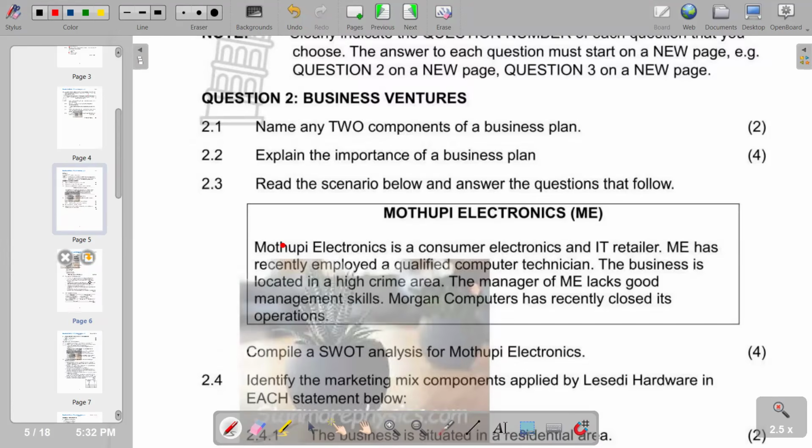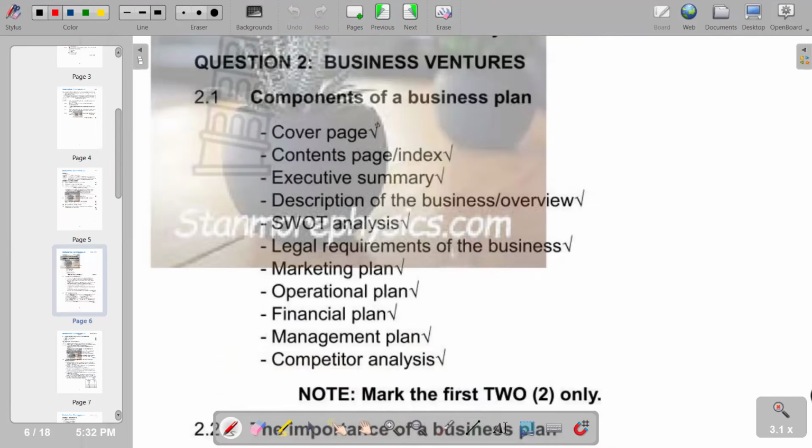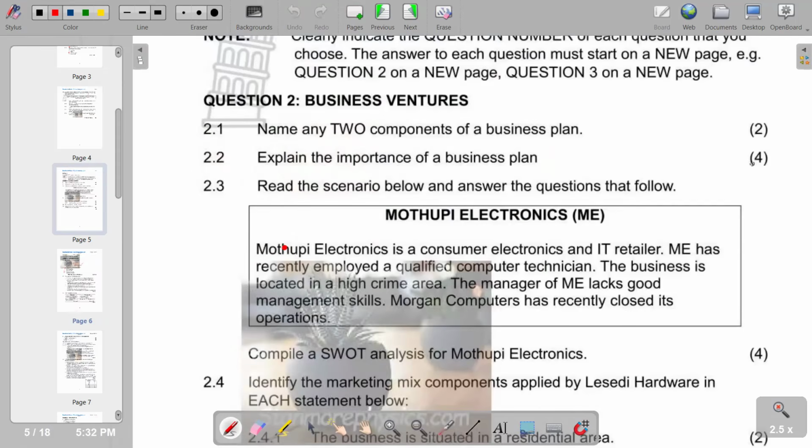So the components of a business plan that we can talk about are the cover page. We can also have the contents page, that is the index, the executive summary, a description of the business overview, a SWOT analysis, and other components that are also correct. So remember, in our question we have 2 marks, so 2 points are enough for you to get your 2 marks.